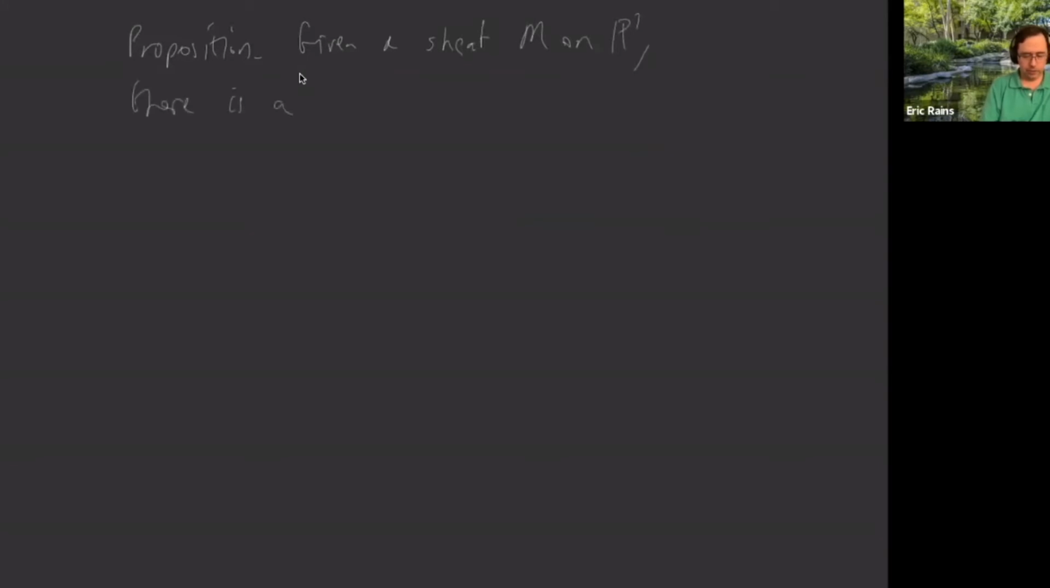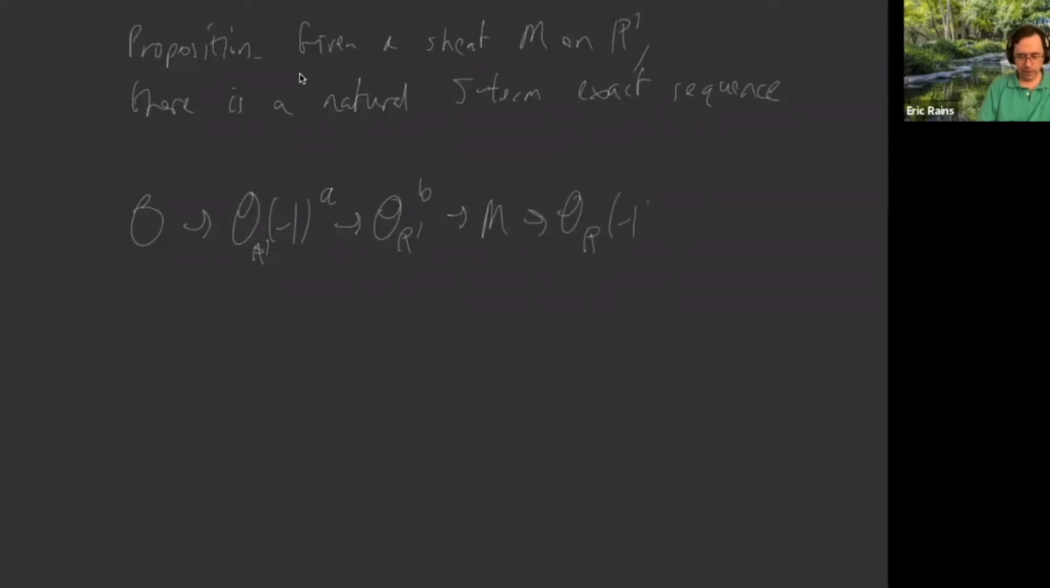there is a natural 5-term exact sequence in which the first two terms are powers of big O of 1 and the structure sheaf, and then we have M, and then we have a different power of O of -1 and a power of the structure sheaf. So for any sheaf, you can do this. And the proof is actually very easy.